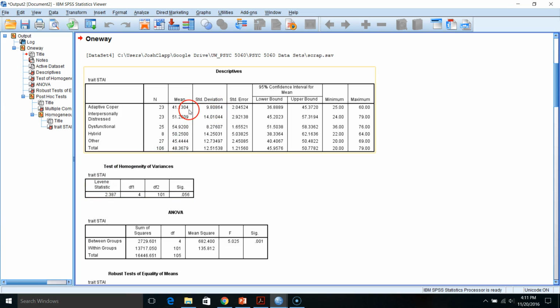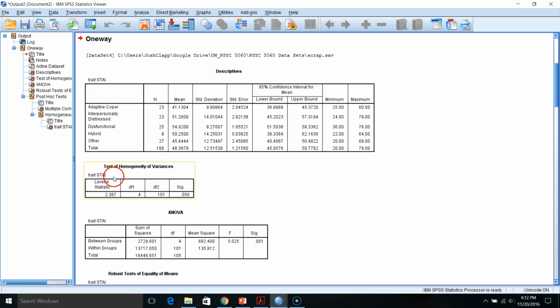Going down through, looking at our means, we see, as we might expect, our adaptive copers are demonstrating much lower levels of trait anxiety than some of our other groups. In terms of our standard deviations, remember our assumption is equivalence of variance, but the difference between 8 and 14 could start to become problematic. So might have some concerns on whether or not we have equal variances here. Then we have our confidence intervals around our means and our minimum and maximum. So just based on this descriptive table, we know we've got some issues with equal sample sizes and maybe some differences in variability around the average score within each group.